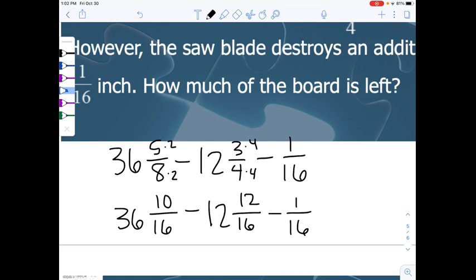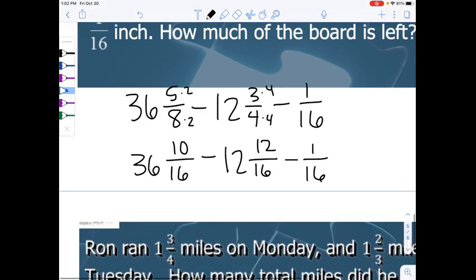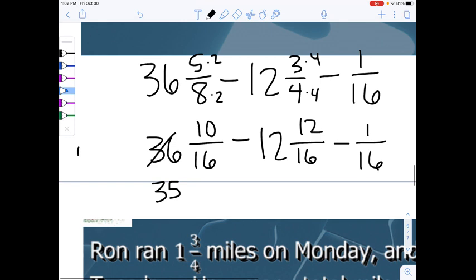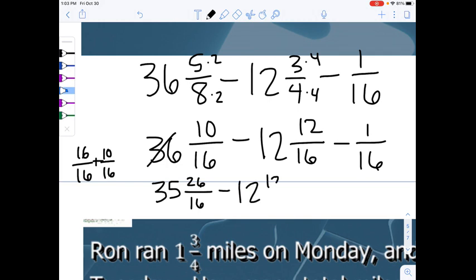All right, so now what I need to do is borrow from this 36 so that I can make this fraction bigger to subtract these values. So I'm going to change this to 35, and then 1 whole is 16/16, so I'm going to add that to my fraction of 10/16. And that leaves me with 26/16 minus 12 12/16 minus 1/16.